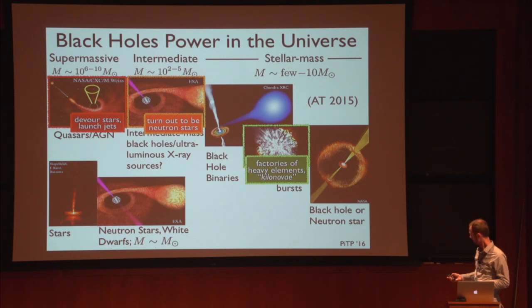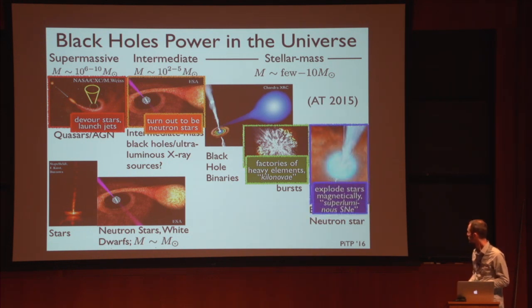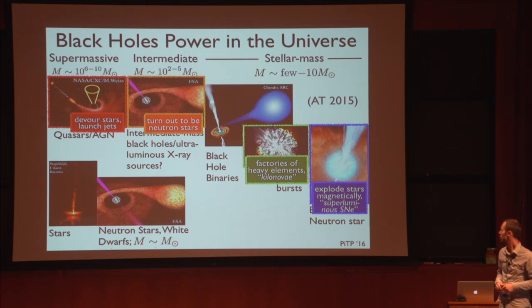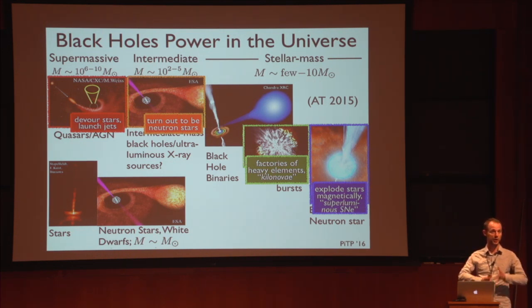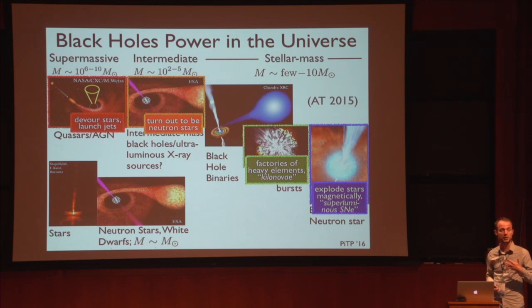And finally, very recently, there was a surprising observation of an extremely long duration gamma ray burst that was accompanied by a magnetic explosion. Usually we think of magnetic fields as either powering a jet or an explosion. In this case, they were both happening at the same time, and how this happens is a mystery. So a lot of puzzles to be worked out.